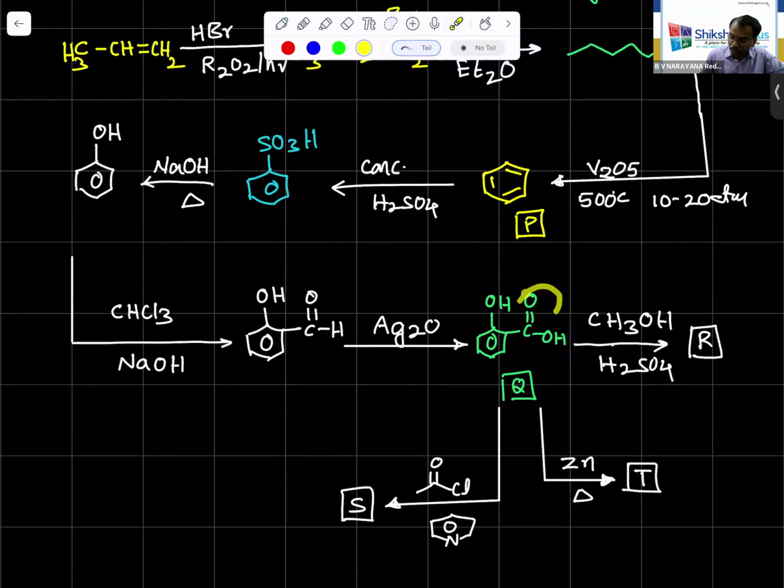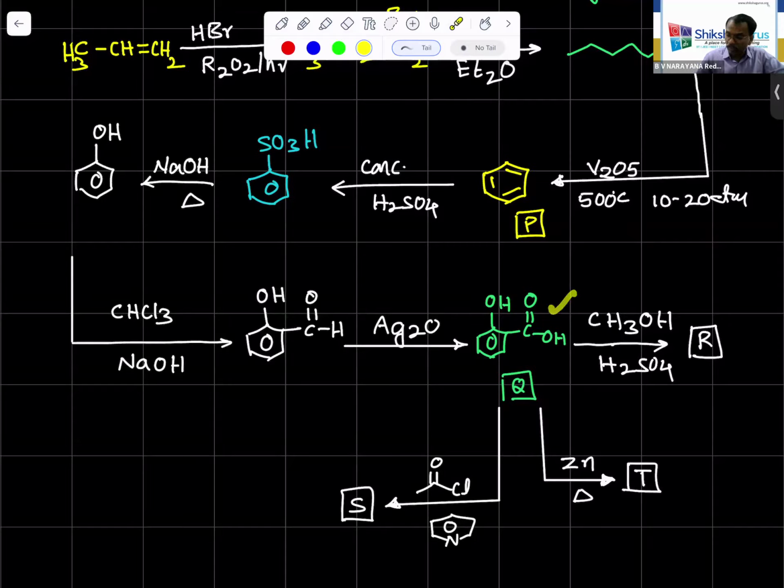Carboxylic acid reacts with alcohol in the presence of acid. That reaction is called Fischer esterification. This is one of the very, very famous reactions again.